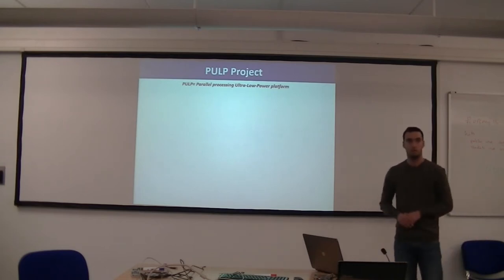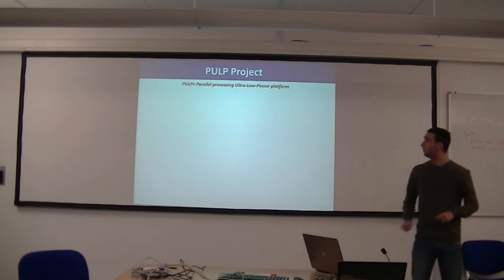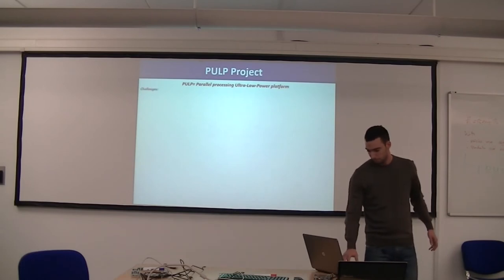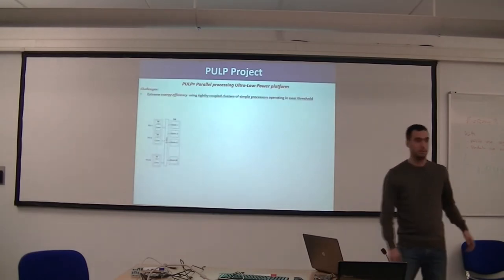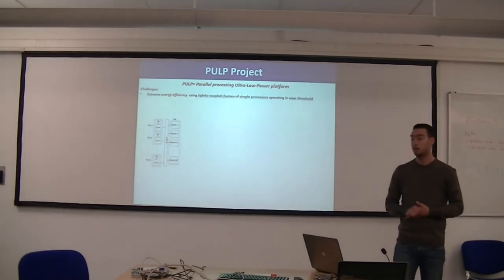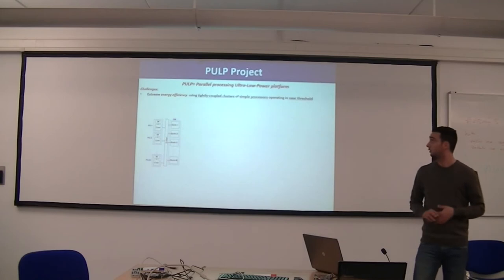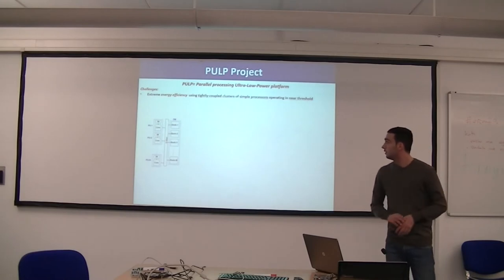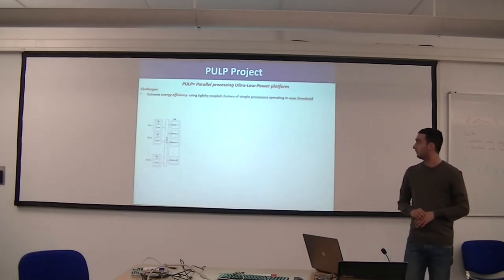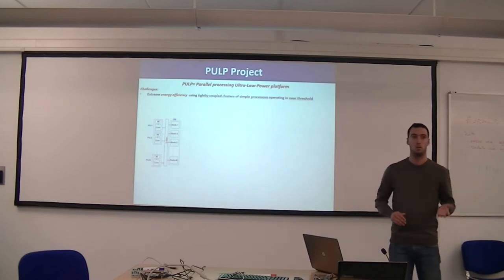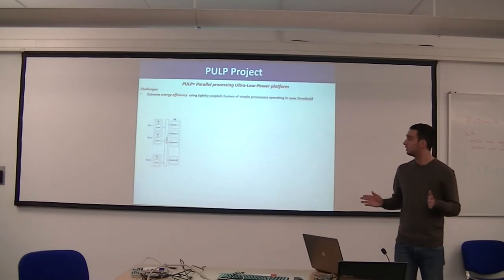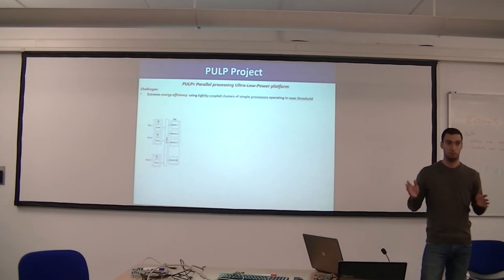Our work is mainly focused on the PULP project. PULP is intended to be a parallel processing ultra low power platform. And our challenge is to achieve extreme energy efficiency using a tightly coupled cluster of simple processors operating in near threshold. So why do we want to use a tightly coupled cluster? What we mean is a set of processing cores connected through a set of multi-banked memories via a single latency interconnect.